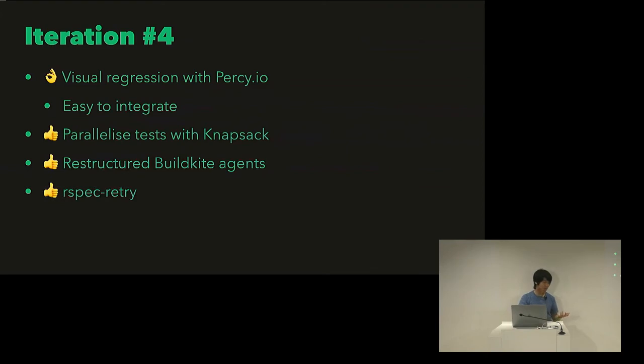We added RSpec retry, which is not the best way, but the easiest way to just retry the test. It retries the test a configurable number of times. We do it three times to make sure it's actually failing before we continue. It's not the best solution, but it makes the test more reliable, which is okay until we have time to figure out why it's not reliable.